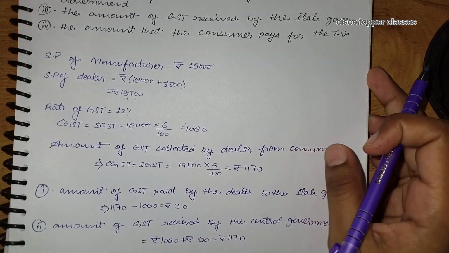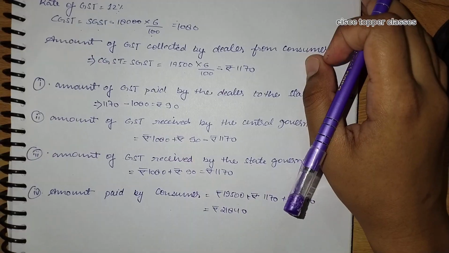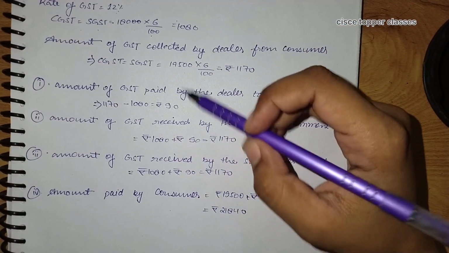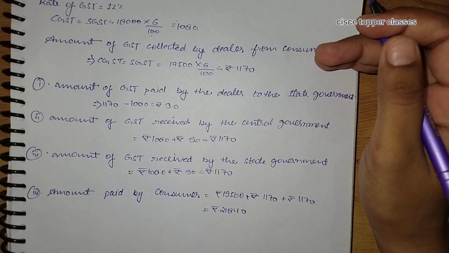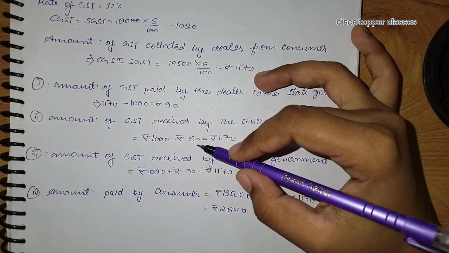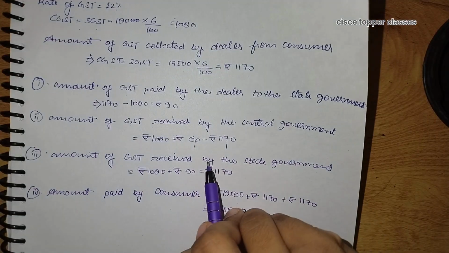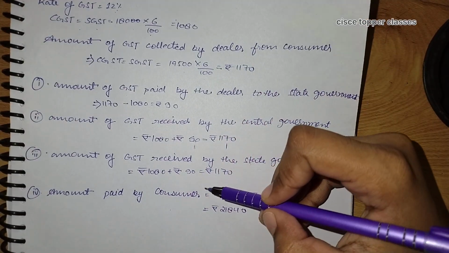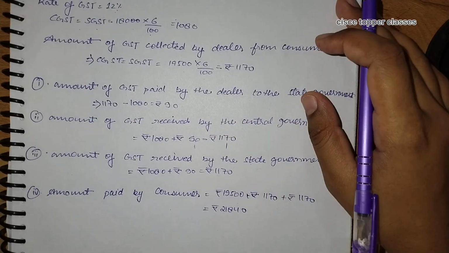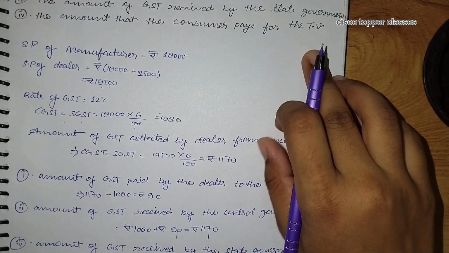Now amount of GST received by the central government, if you have to write, this is 1080 plus 90. Input plus the amount of GST paid by the dealer to the state government, so that part 90. Then if we want to write amount of GST received by the state government, so this will be 1080 plus 90, so again 1170 here.